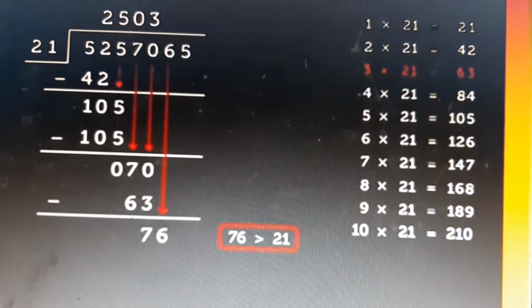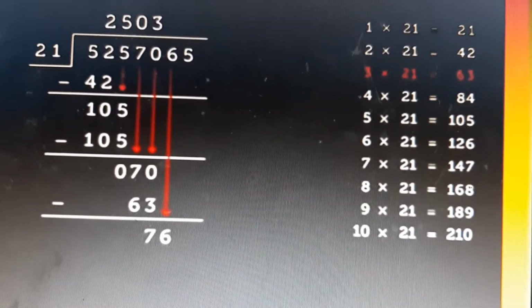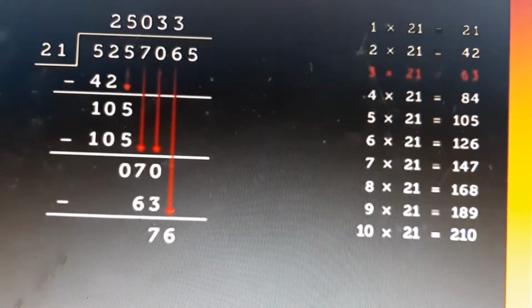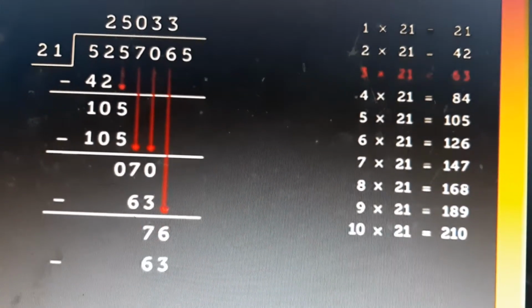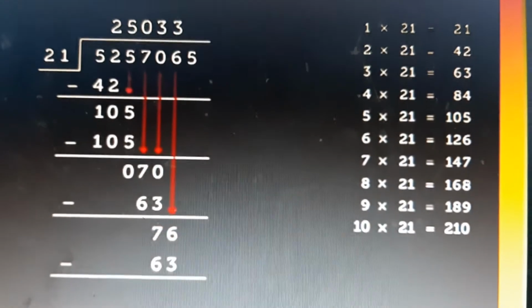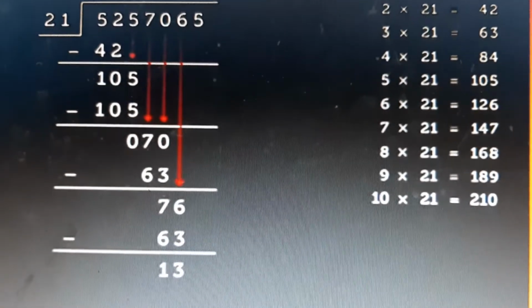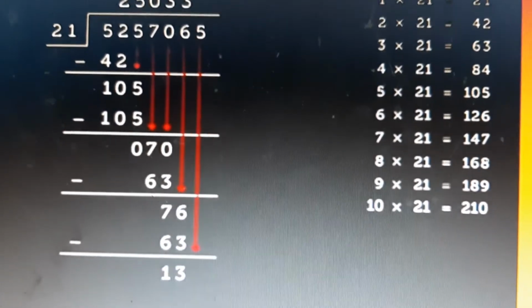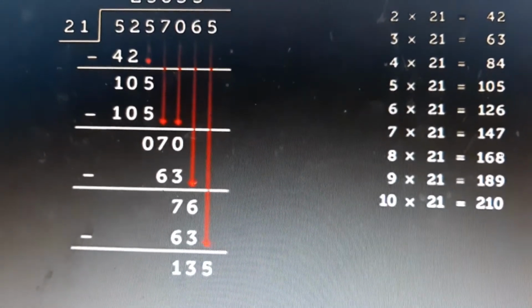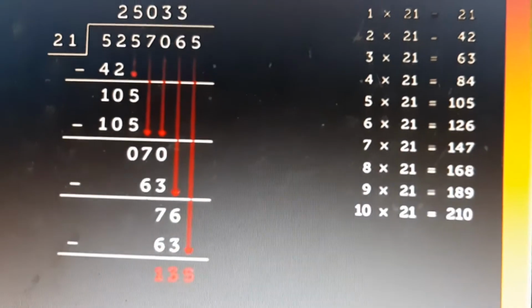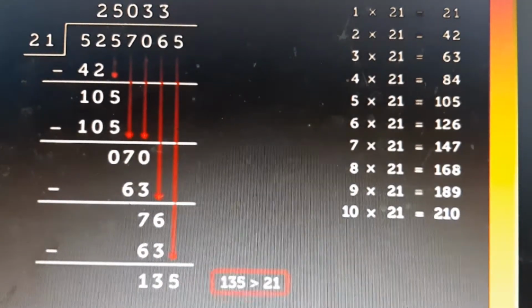So we will write 3 in the quotient, and 21 into 3 is how much? 63. Now subtract 76 and 63, you get 13. Is there anyone left? Yes, 5 can come down. So 5 is coming down. 135. Look at the tables where 135 will fit.